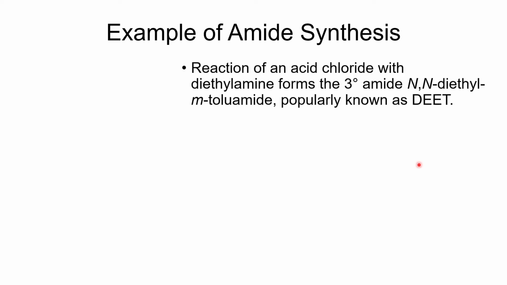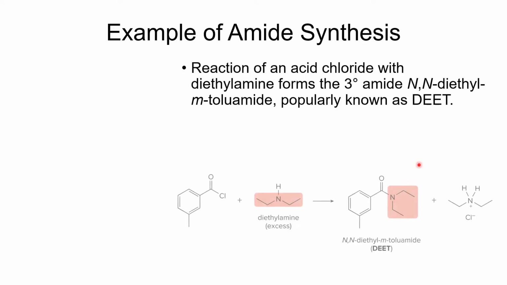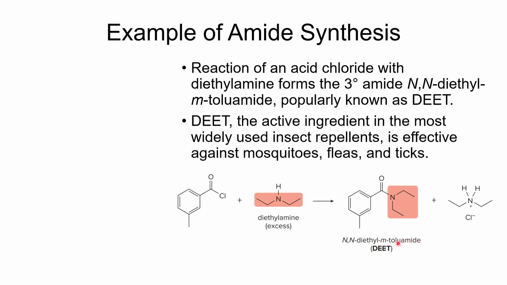All right. There are a number of different amide syntheses, or compounds that are amides, that we are interested in making. So we can take this meta-methylbenzoyl chloride and treat it with diethylamine, and we can make the N,N-diethyl-meta-toluamide, or toluamide, depending on how you want to say it. And this is the active ingredient in DEET.